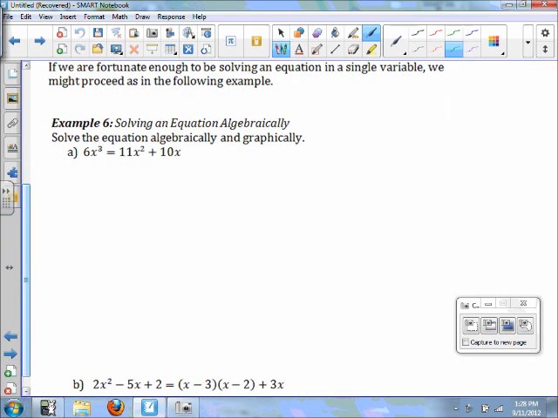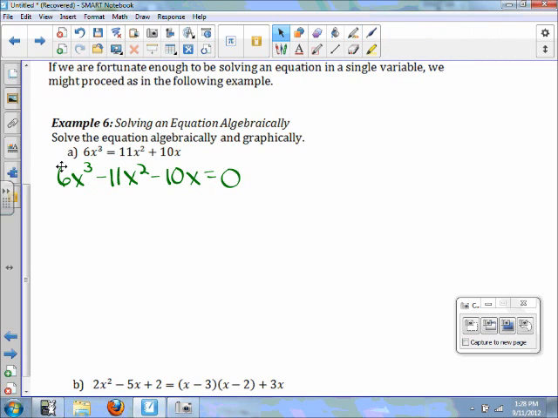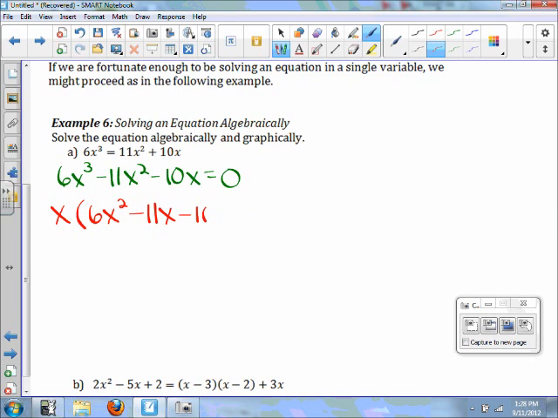Here's how it goes. First things first, we need to get everything to one side. Once we do that, we can notice that there's an x in every single term. Now we should see that we have 6 times negative 10 is negative 60. 2 factors of negative 60 that give you negative 11 would be negative 15 and positive 4. So we're going to continue factoring.